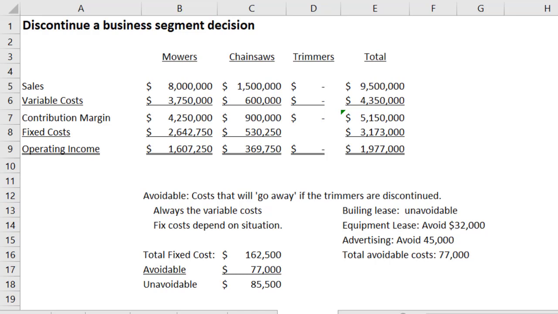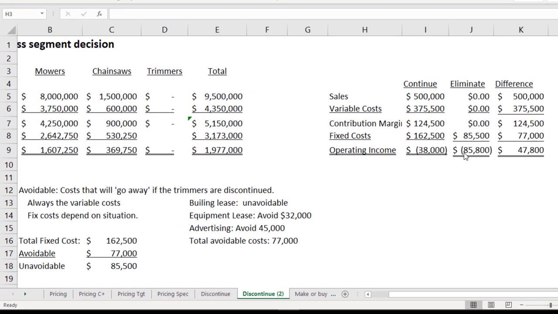Understanding cost behavior helps you to make decisions like whether or not you should discontinue a business segment. Let's look at this from an incremental analysis where we have two options. This is the same situation. It's just that instead of looking at it from each of our products, we're just looking at it from the two options: continue the trimmers or eliminate the trimmers.